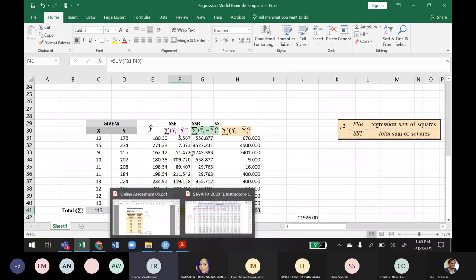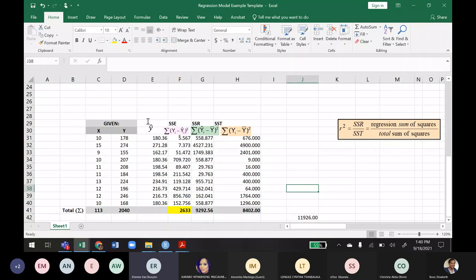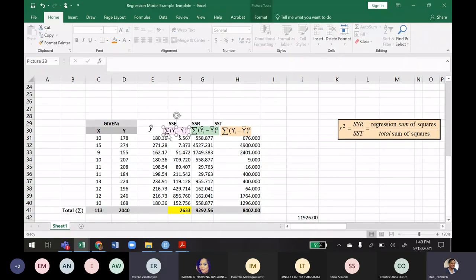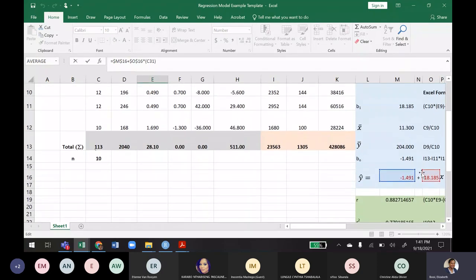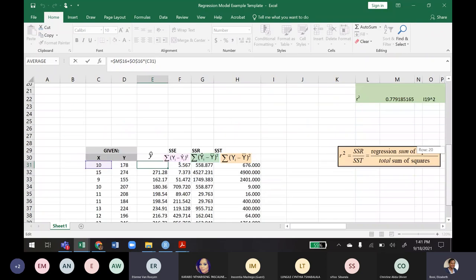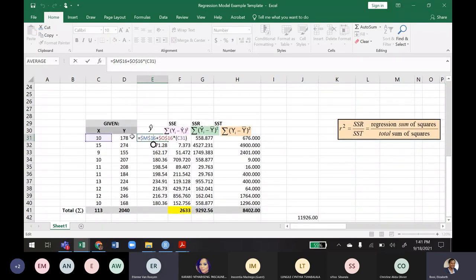If you use the Excel add-in for the analysis, where do you get that 2633? The one for regression? No, you won't find it. It's a manual calculation that you have to do because the SSE is the errors. They are made up by calculating your observed values, which is 178, minus the estimated value, because you have to use the formula to estimate. To estimate that value, we use the normal regression formula multiplied by x, and then x is 10. We use the actual x value.